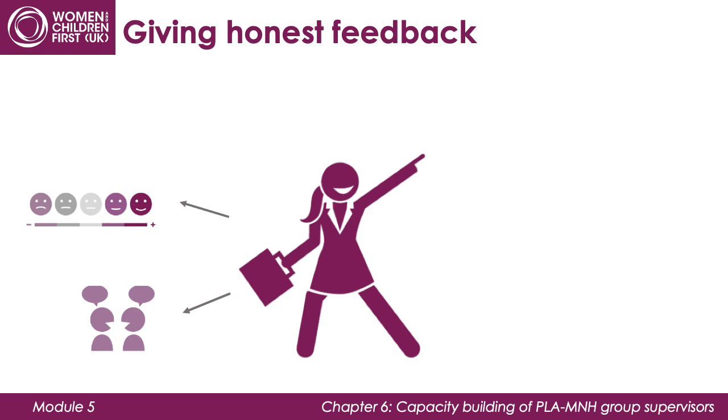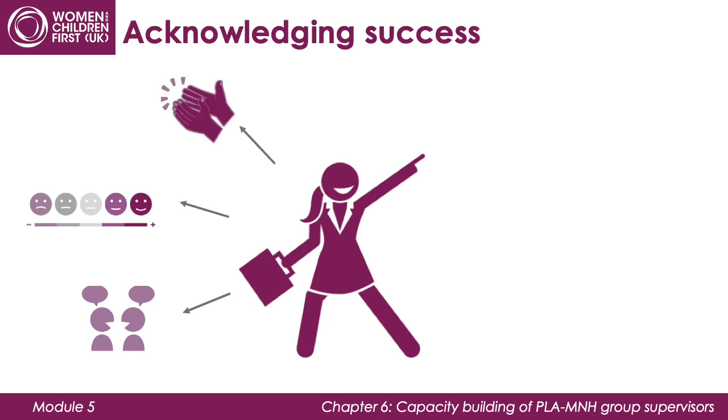Giving honest feedback. Managers should try to give honest feedback. Feedback needs to be balanced and given in a calm manner. If a supervisor is facing challenges in performing their role, how can the manager help to improve their performance? Acknowledging success. Whenever supervisors are doing well, managers should acknowledge their successes. The team should celebrate even small achievements. This can really build confidence in the supervisors.